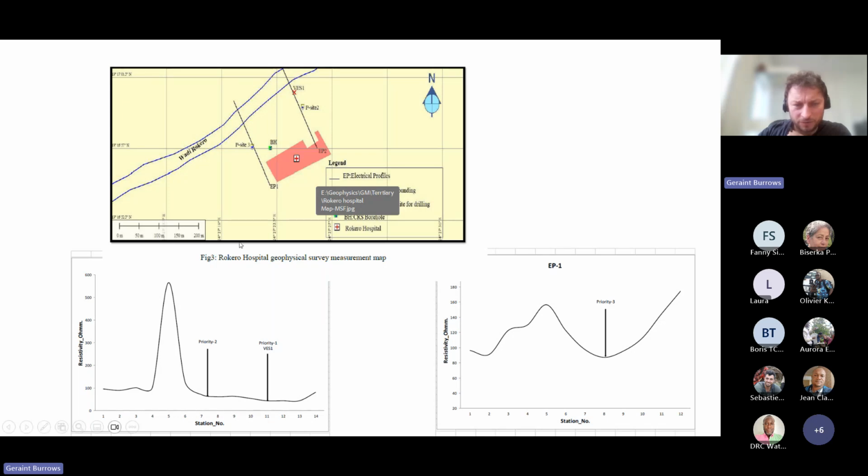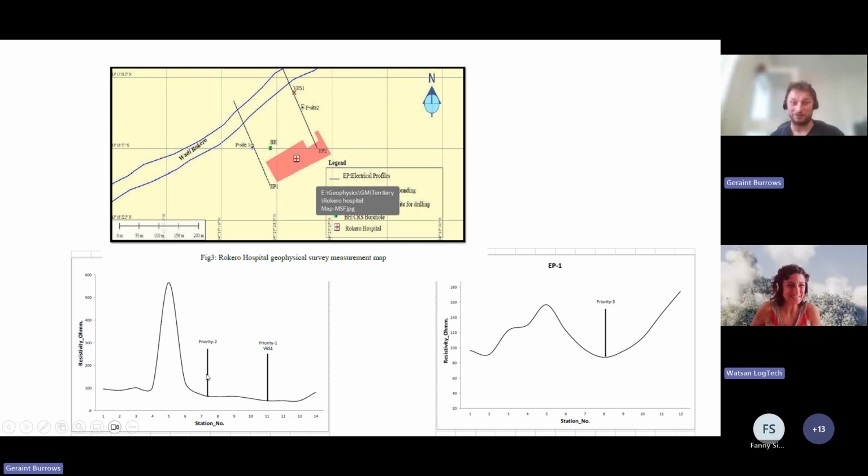And then another report that was shared with me for the Rocken Hospital. Two traverses were carried out either side of the hospital. These are the profiles that were carried out, and then they chose their vertical electrical sounding positions based on that. I mean, admittedly, they didn't have very much to go along there. Yeah, but you can see what they were trying to do.